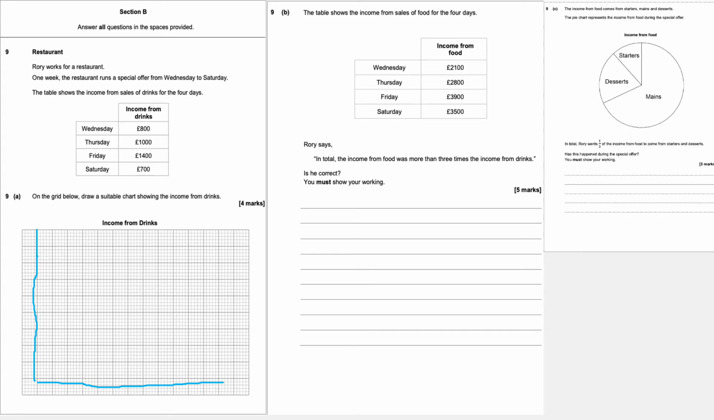So, 200, 400, 600, 800. What I'm going to do is plot the points. That's going to be 800, so it's going up in 200, same as before. The next one's going to be 1,000, so let's just change colour for Thursday. That's going to be one above it. For Friday, it's going to be 1,400, which is 200, 400, so it's going to be there.